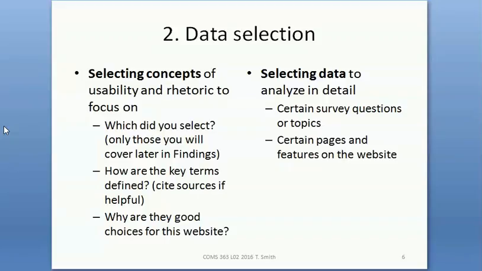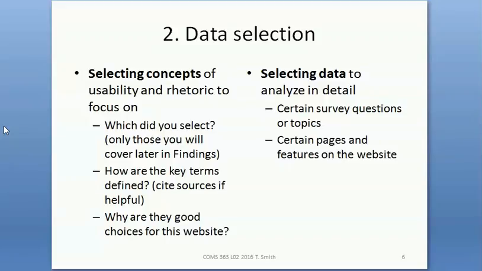Here's where you itemize the actual concept terms within the general categories of usability and rhetoric. You name what you selected, and these should be just the terms that come up in your findings, and they should echo a general list that you have provided already in your introduction, when your introduction gave the reader a sense of what the scope was for this report and what it covered.